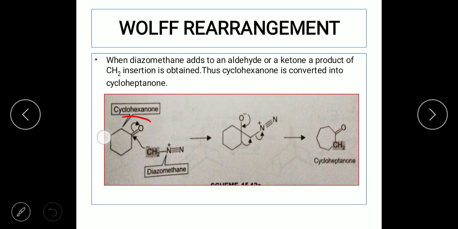Now when you look at the cyclic structures, there is always going to be a ring expansion. For example, cyclohexanone gives rise to cycloheptanone, cyclopentanone gives rise to cyclohexanone, and so on. There is one CH2 group which is going to be inserted. Thus cyclohexanone is converted into cycloheptanone. Now let us look at the reaction.